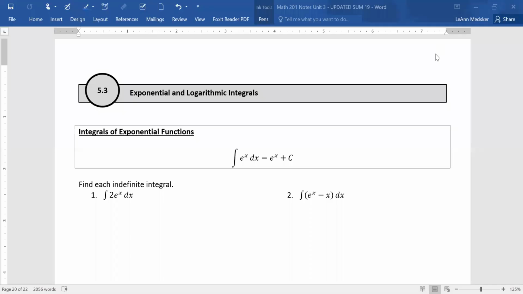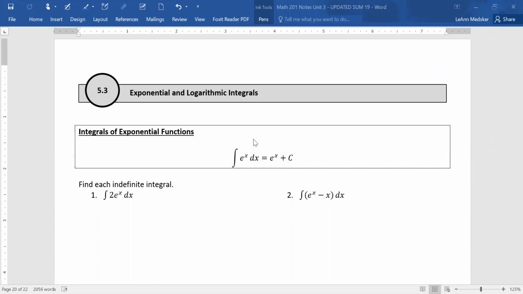All right, Math 201 students, this is the pre-video for section 5.2. We're going to be looking at how to take the integrals of exponential functions and logarithmic functions, or the function that has the natural logarithm as its antiderivative.